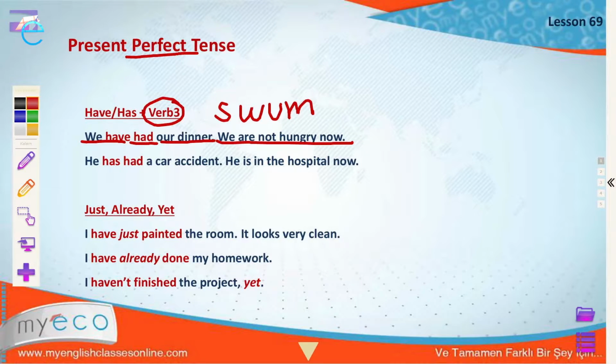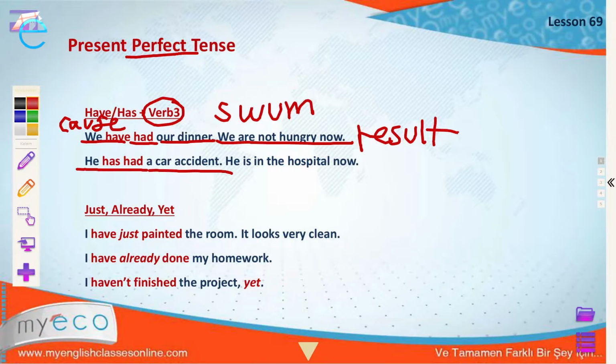Here we have a cause and a result. So we have had our dinner. We are not hungry now. And he has had a car accident. That's the cause. And the result is he is in the hospital now. We use the present perfect tense when we want to show that there is a result now. But we don't know when it happened.